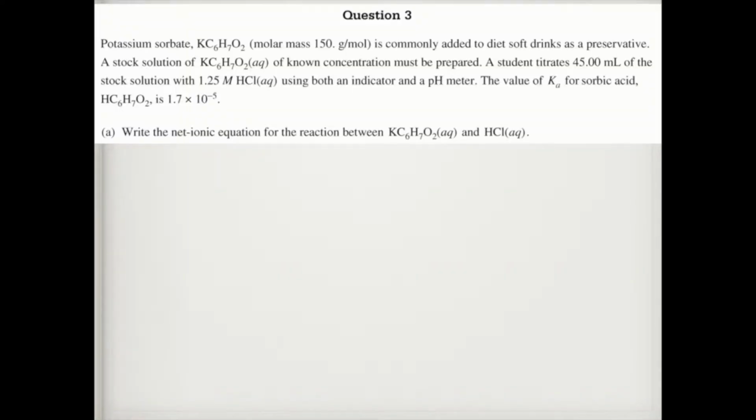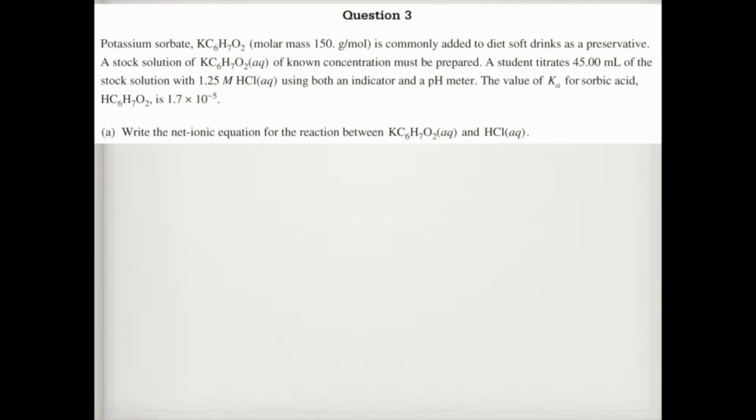All right, in question 3, it says potassium sorbate is commonly added to diet soft drinks as a preservative. A stock solution of potassium sorbate of known concentration must be prepared. A student titrates 45 mL of the stock solution with 1.25 molar HCl using both an indicator and a pH meter. The value of the Ka for sorbic acid is 1.7 times 10 to the negative fifth.